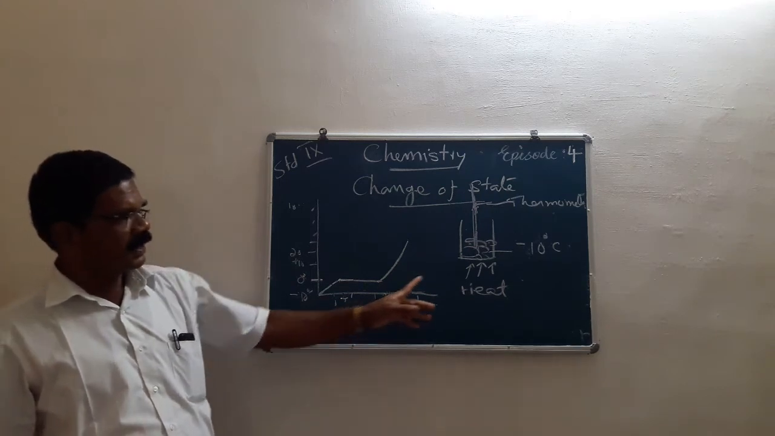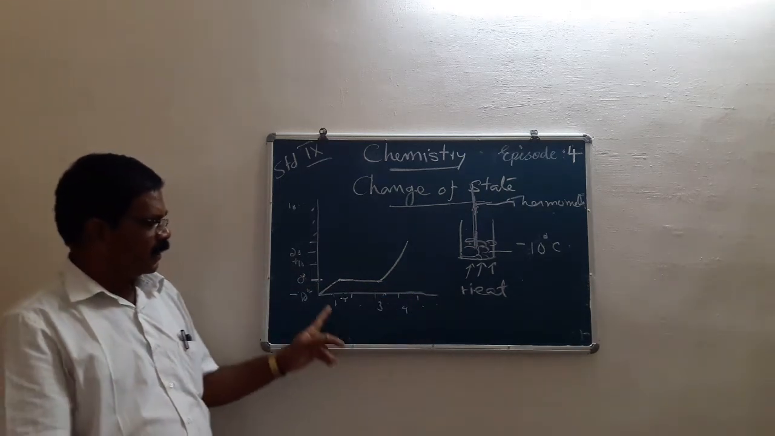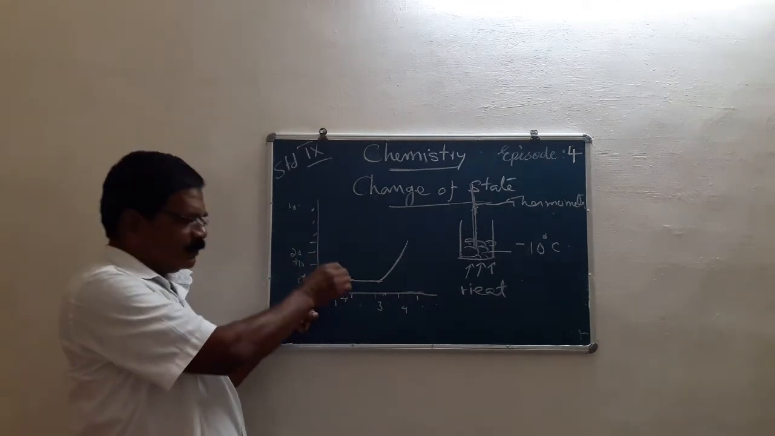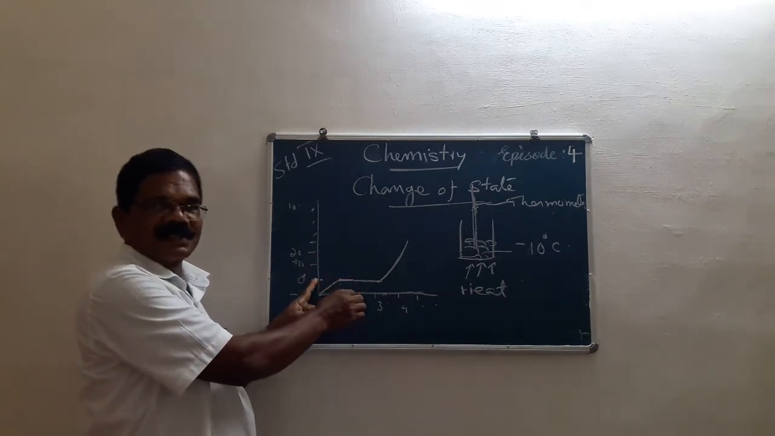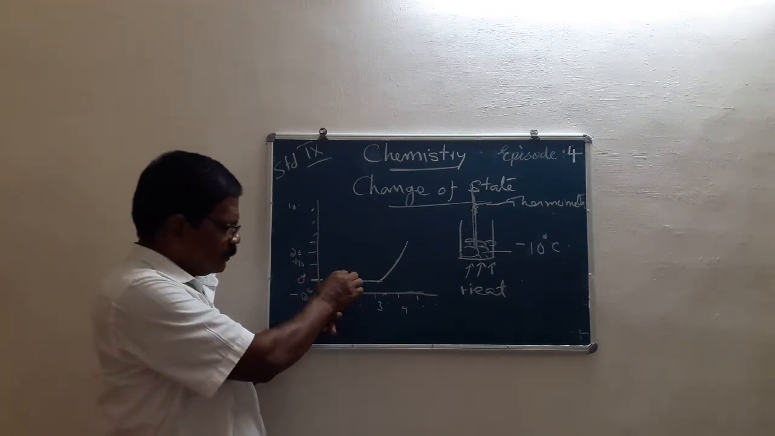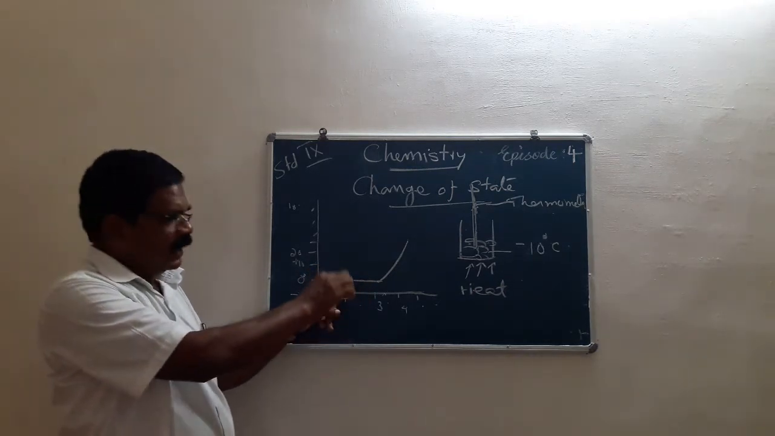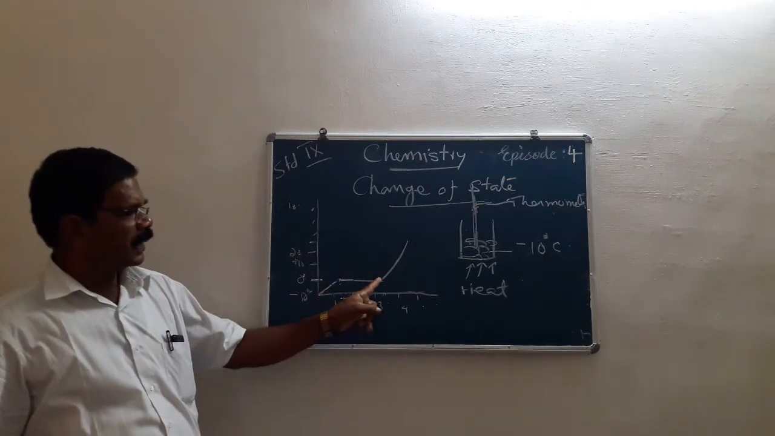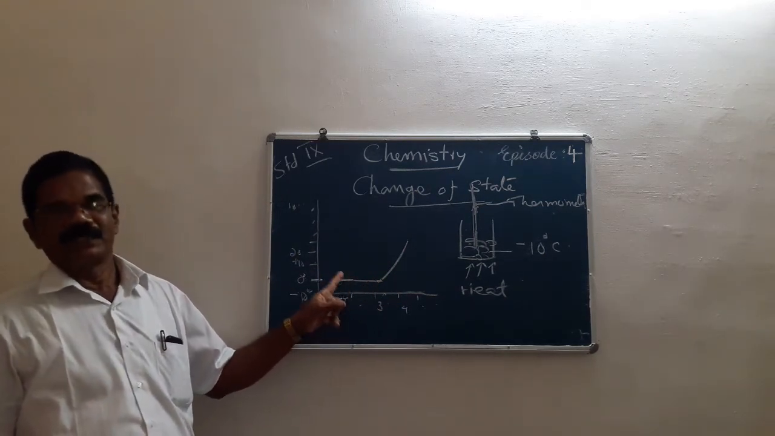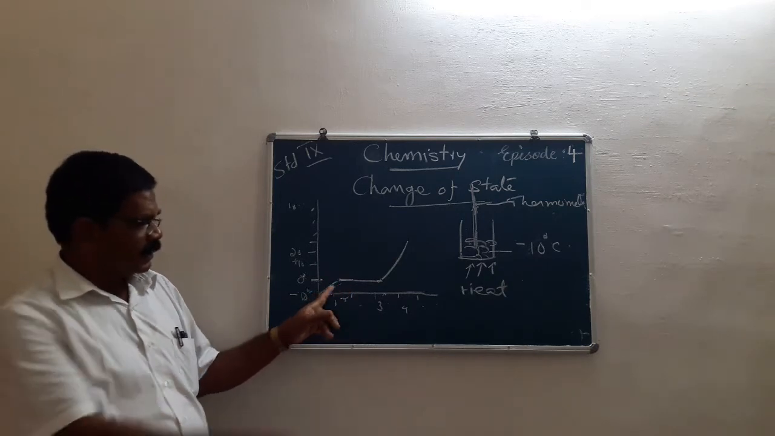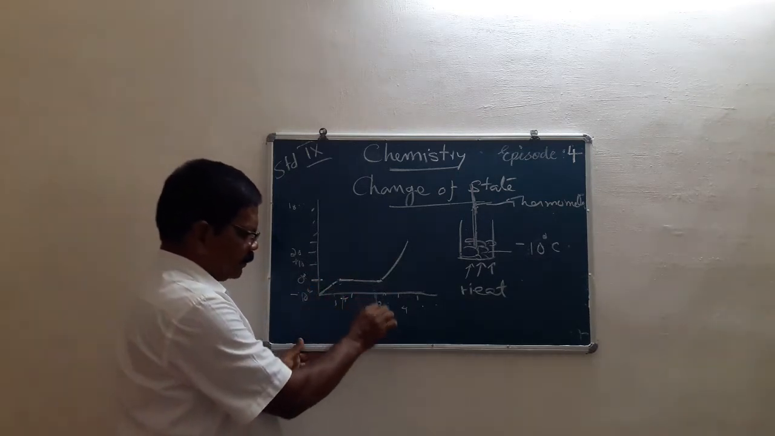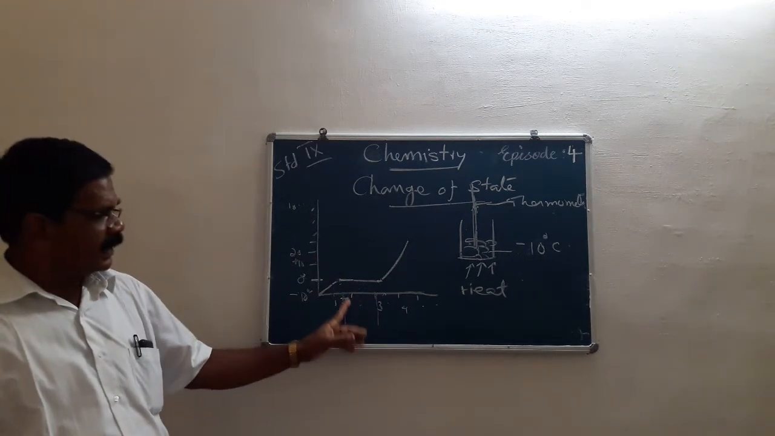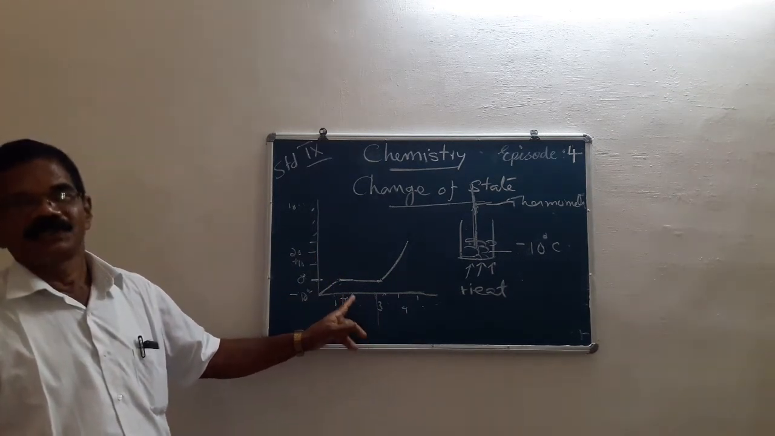We are continuously heating the ice. Till the ice began to melt, there is a rise in temperature. Then when it has begun to melt, till it completes the melting, there is no rise in temperature. Now the question is, in this gap, we also give heat. Where does the heat go?